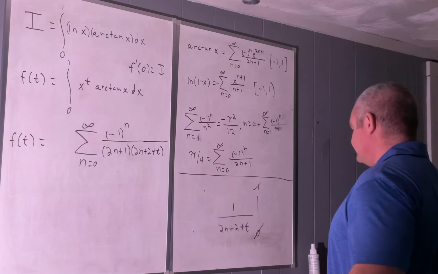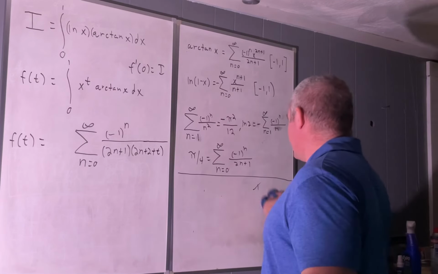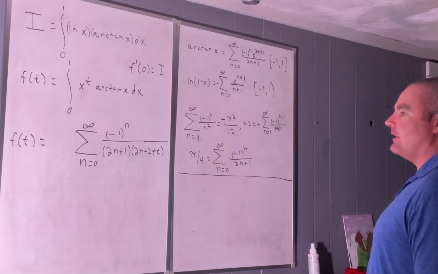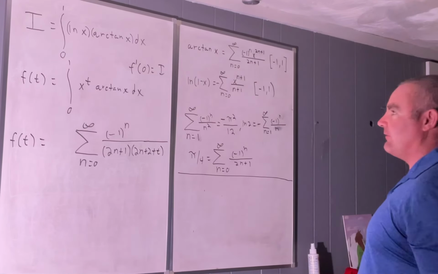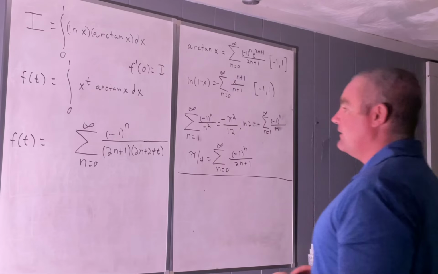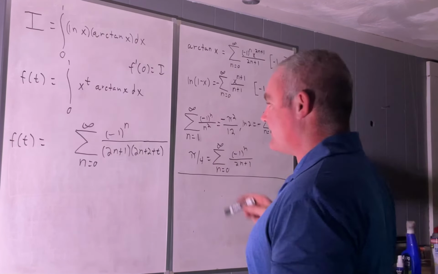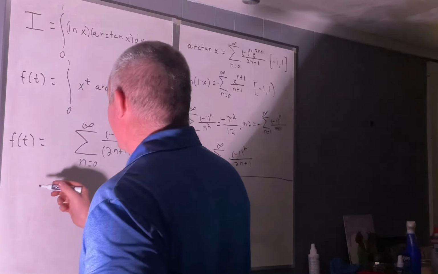All right. We don't want f of t for our evaluation of our integral. We want f prime of t. Well, that's very easy to take the derivative with respect to t of this thing. I'm not even going to explain it. I'm just going to jump right to it.